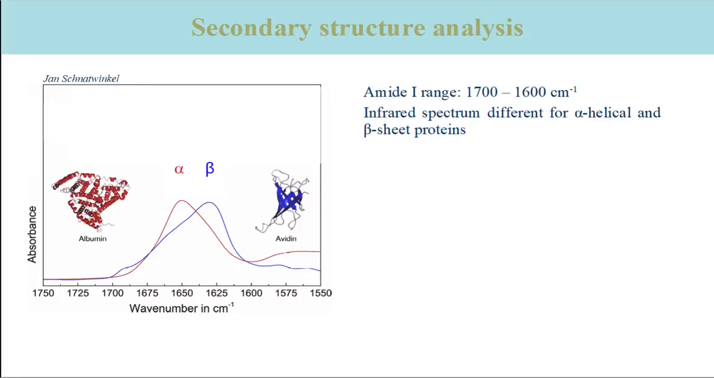This figure shows the infrared absorbance spectra of two proteins in the amide-1 range. The red spectrum is the spectrum of albumin, which is predominantly alpha helical. The blue spectrum is that of avidin, which has a high content of beta sheet structure. Obviously, the spectra of the two proteins are quite different, and this is generally the case for alpha helical and beta sheet proteins.